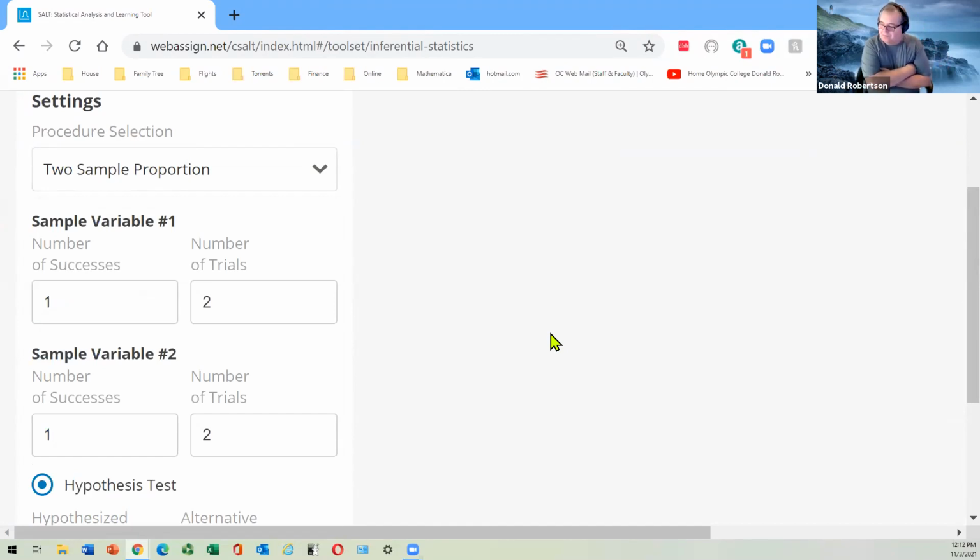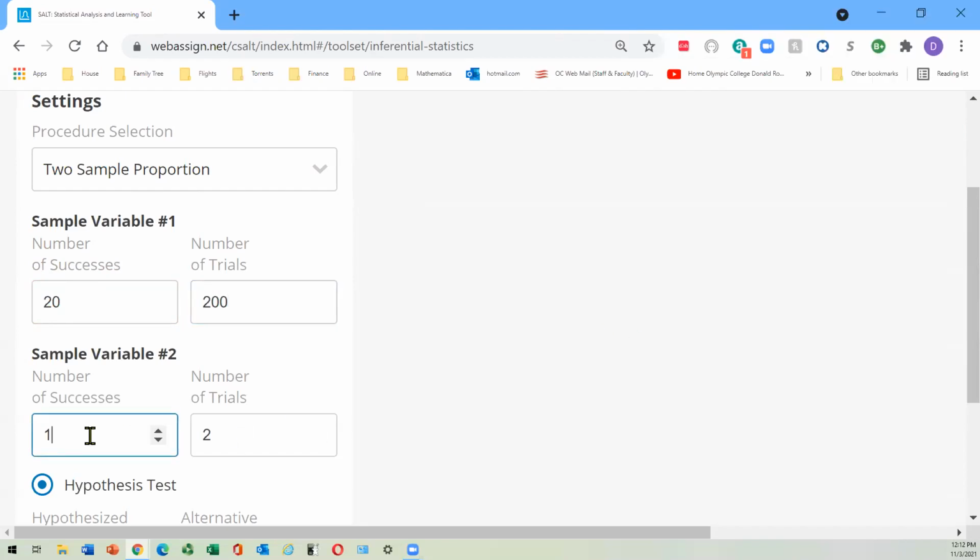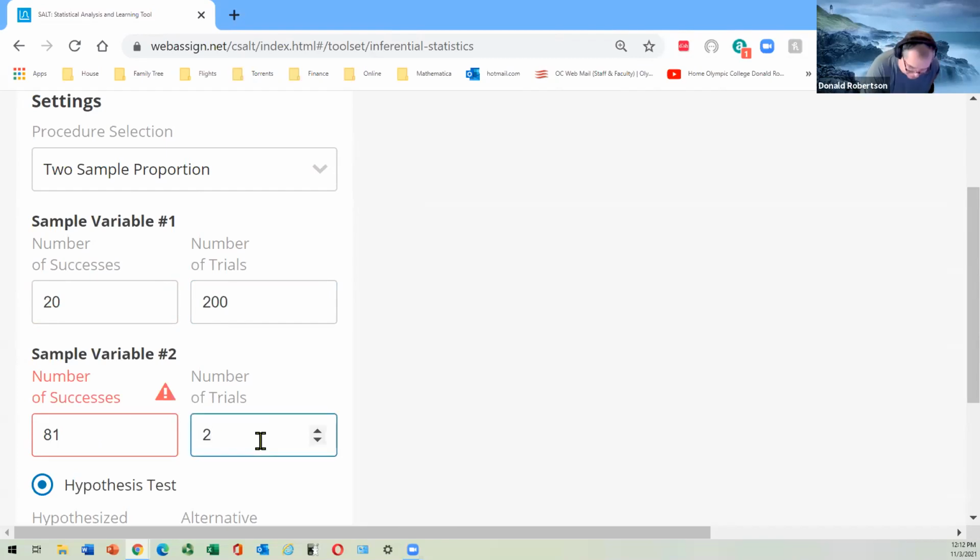You see that one? Now, the Americans, who's going to be number 1, there were 20 of them out of 200. So that's how you put in your information. You see, you don't even need to calculate the decimal, right? You just need to put in 20 out of 200 watch hockey. And the second group was the Canadians, and there was 81 of those, and there was a sample size of 300, right? So you're comfortable about how you put those numbers in, right?